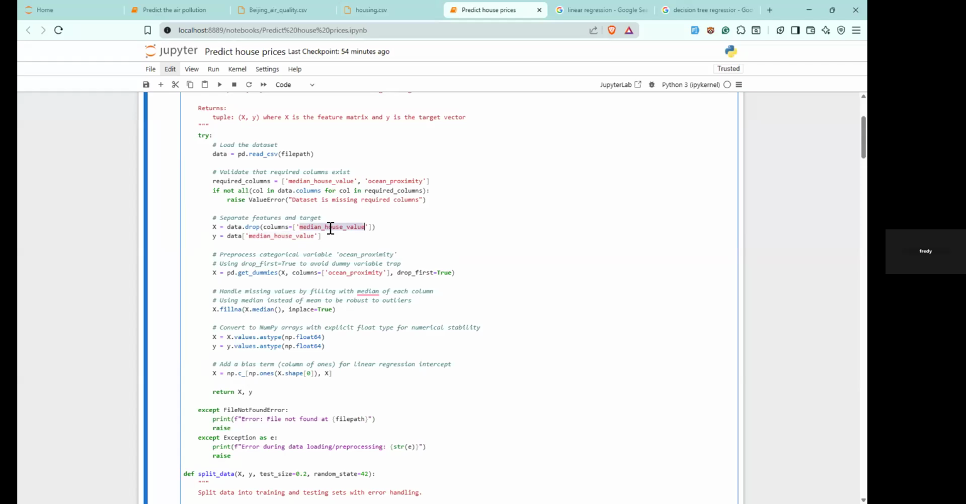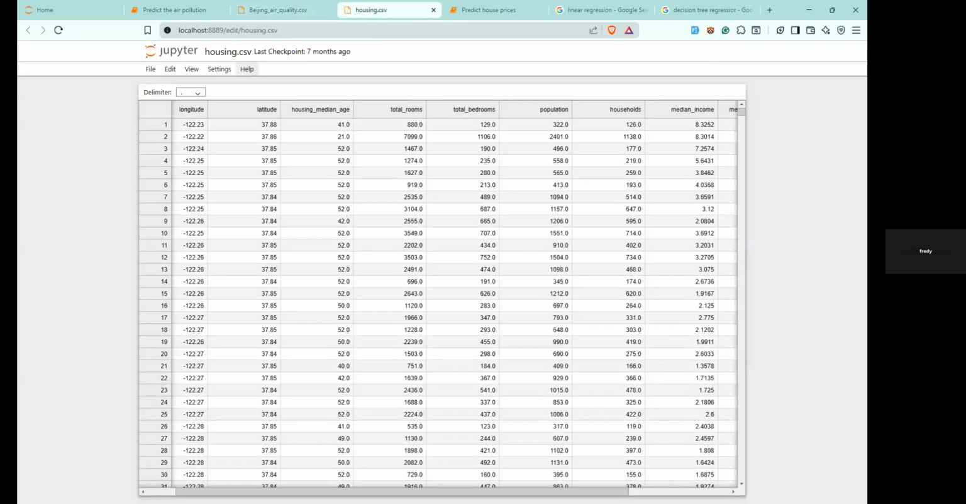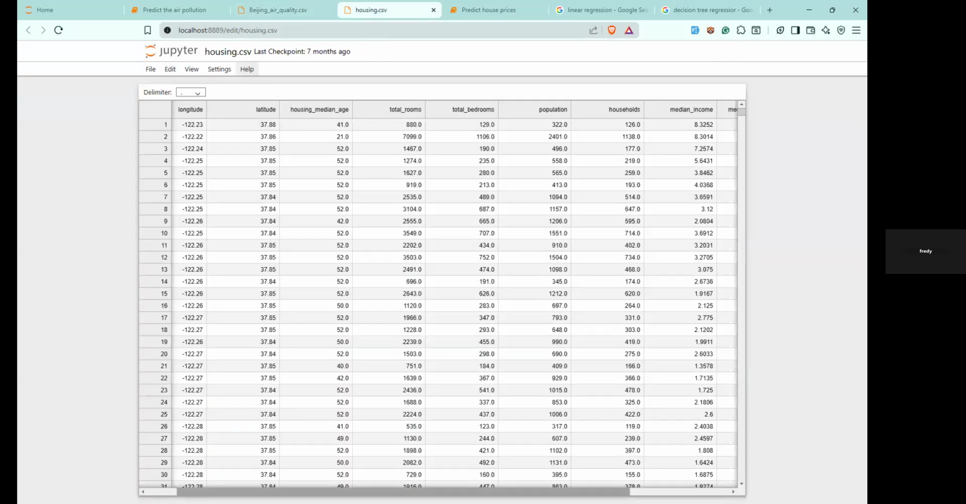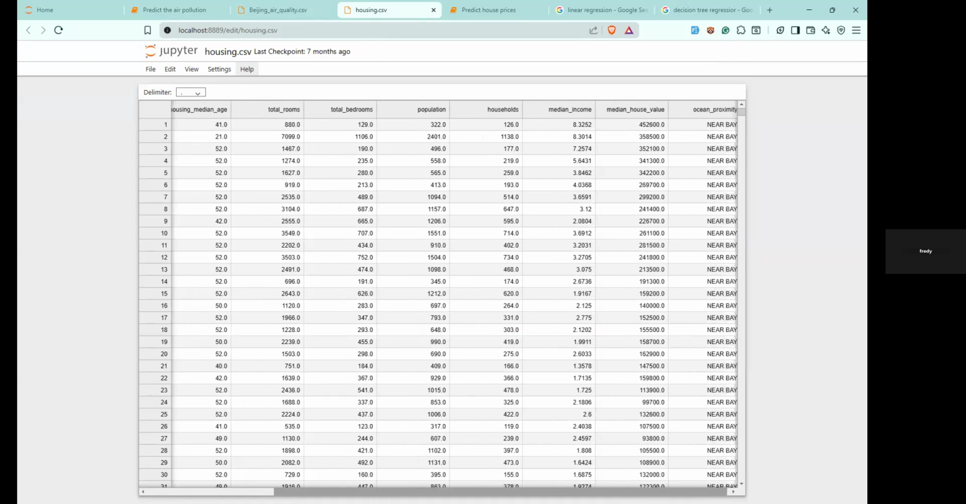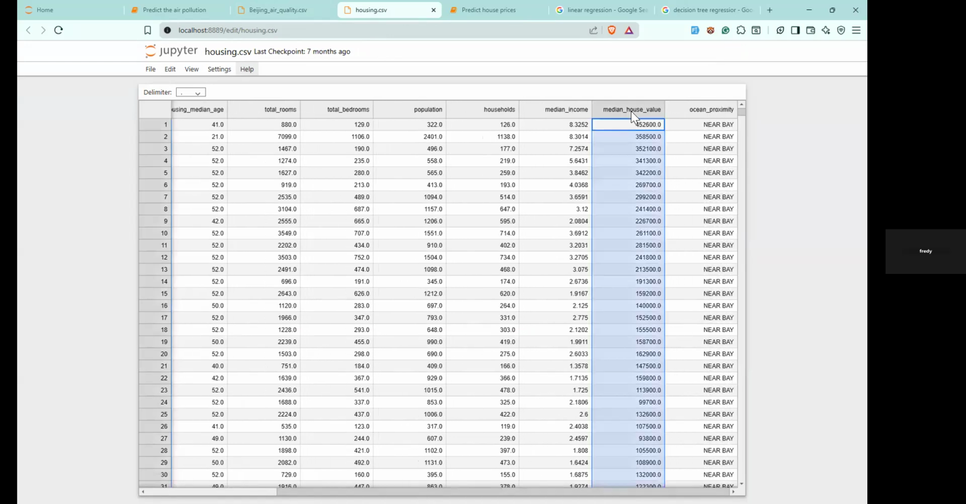So we need to be able to separate the median house value. Where is that? Median income, okay, median house value? This one. This will be the column which will be our target column. All other columns will be used as features or attributes, which we'll use to predict this median value.